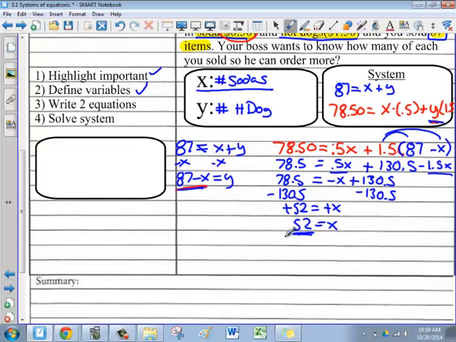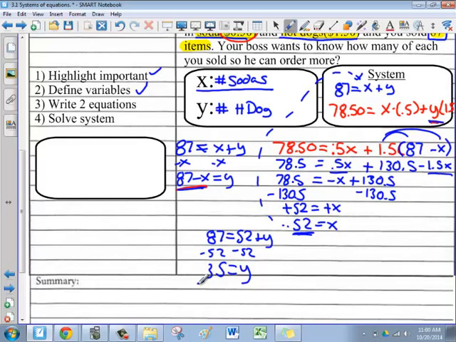Now, since I know I sold 52 sodas, I need to figure out how many hot dogs I sold. Well, the easiest equation to put that into is definitely not this one. I'd rather put it into this one, so let's take this 52 and plug it in for my x. So I've got 87 is equal to 52 plus y, or hot dogs. Let's subtract 52 from both sides. 7 minus 2, that's a 5, and that's a 3. So y is equal to 35. Or in other words, I sold 35 hot dogs.